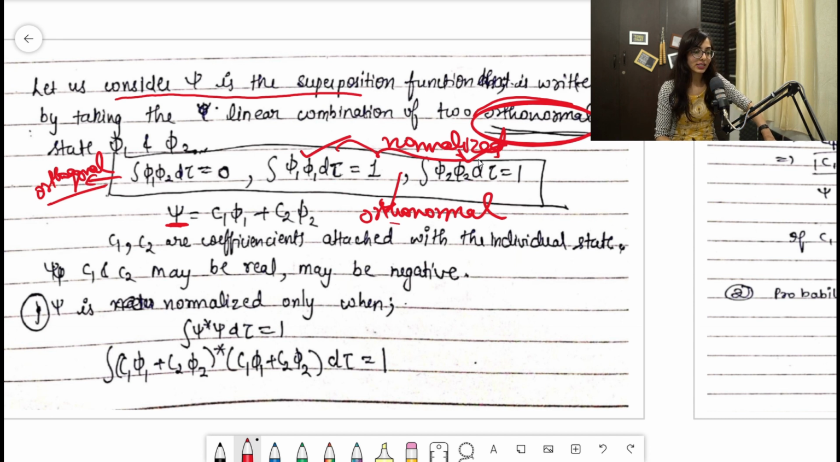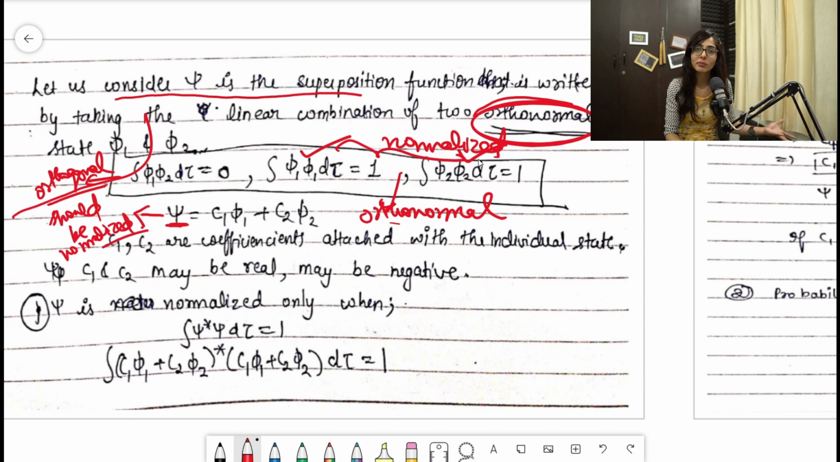Fine guys, let's say psi is normalized, so this is the condition that this psi should be normalized. For it to be normalized, you know that every function should be normalized. So this psi should also be normalized, because you can see in particle in 1D work also, we see that they are normalized.